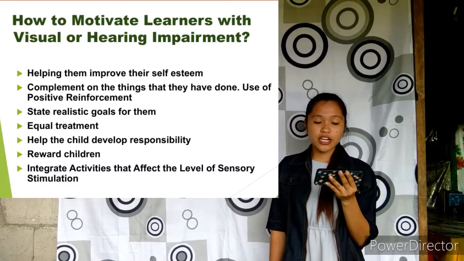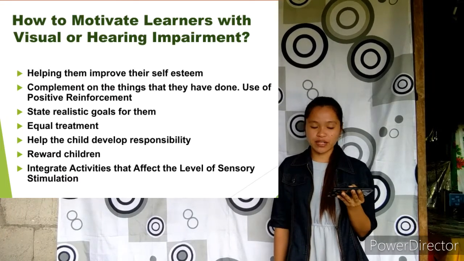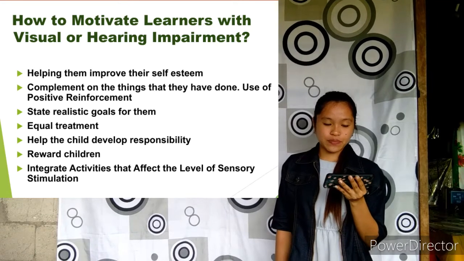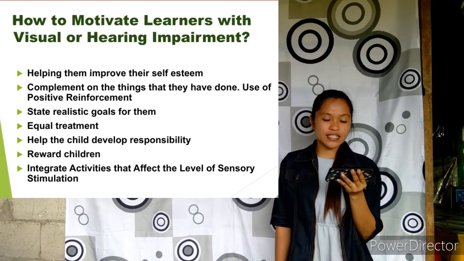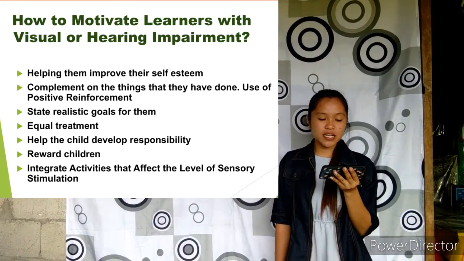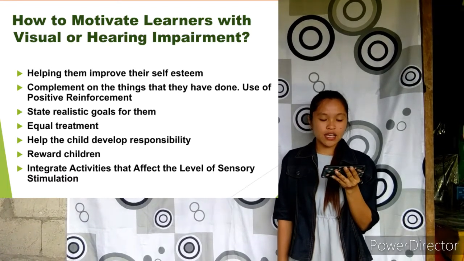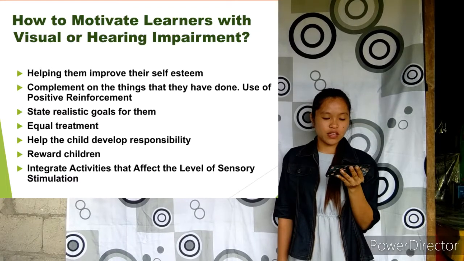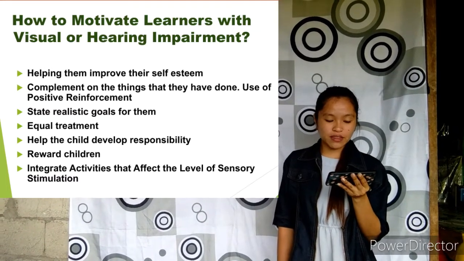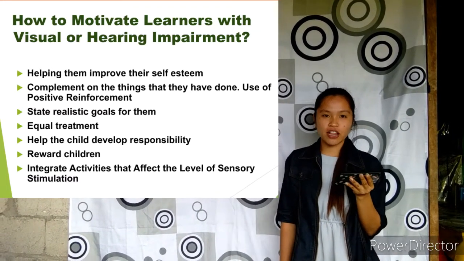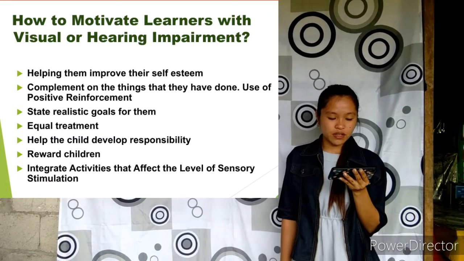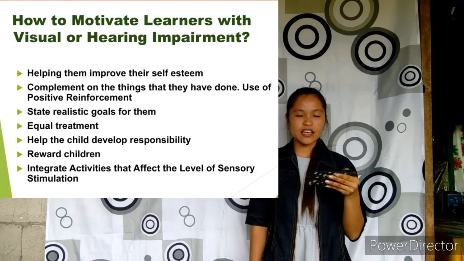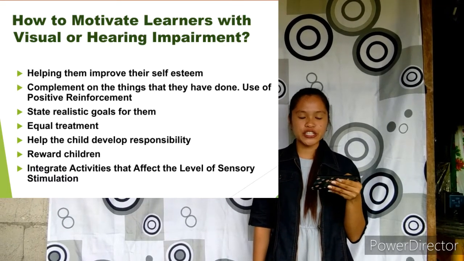How to motivate learners with visual and hearing impairment. Help them to improve their self-esteem. Compliment them on the things that they have done. Use positive reinforcement. Then state realistic goals for them. Give equal treatment. Help the child develop responsibility. Reward the children. Integrate activities that affect the level of sensory stimulation.